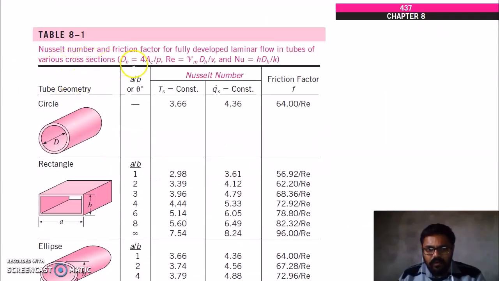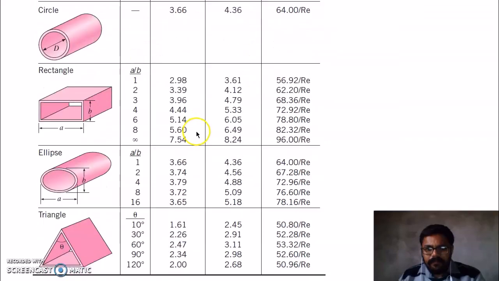So this is for non-circular tubes. Nusselt number is given at constant temperature and when your heat flux is constant, and friction factor is given, where dH is your hydraulic diameter, which is 4Ac upon P, and while calculating Reynolds number you have to use dH, the hydraulic diameter. Also while calculating Nusselt number you have to use hydraulic diameter in case of non-circular pipes.